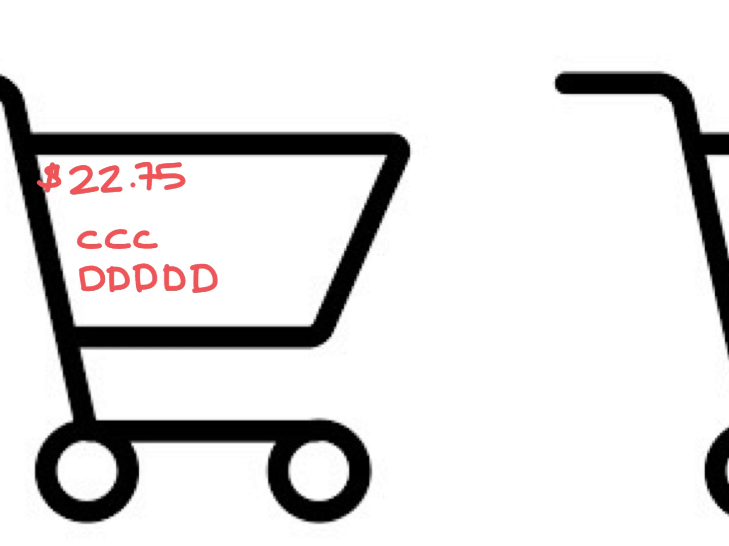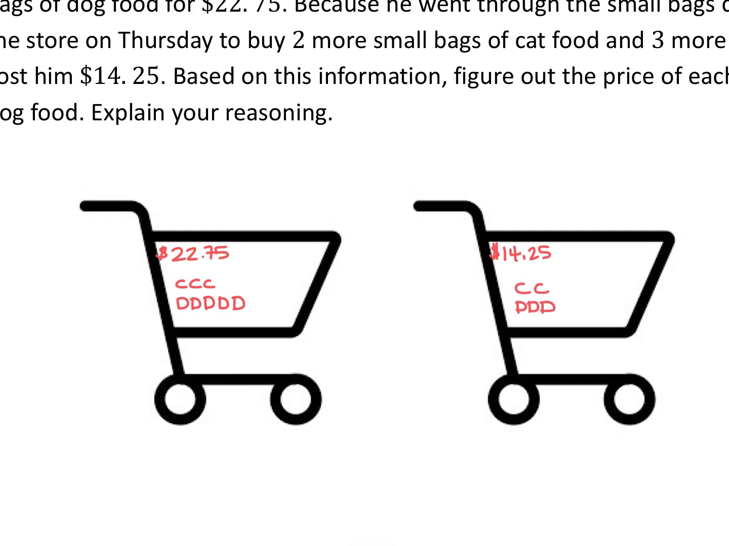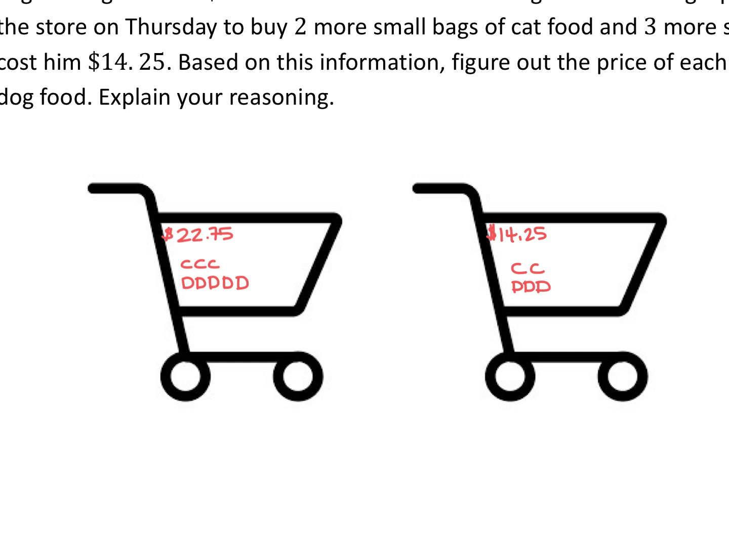had to go back to the store on Thursday. Okay, so in the second shopping cart, he spent $14.25. So $14.25 was the receipt total. And this time he bought 2 cat and 3 of the dog food. All right, so let's look at our 2 shopping carts.